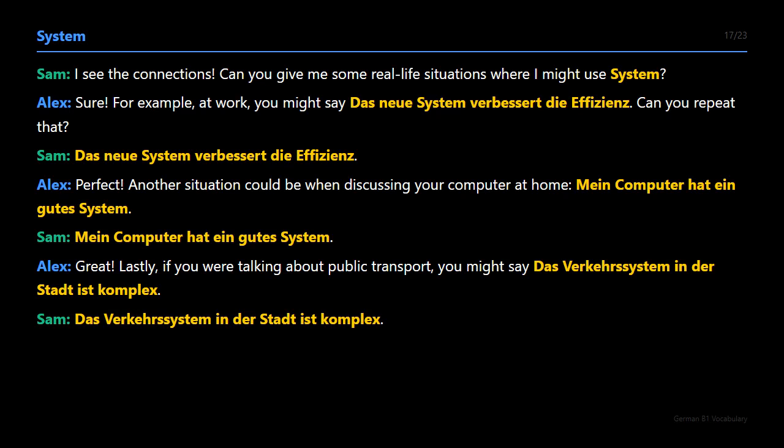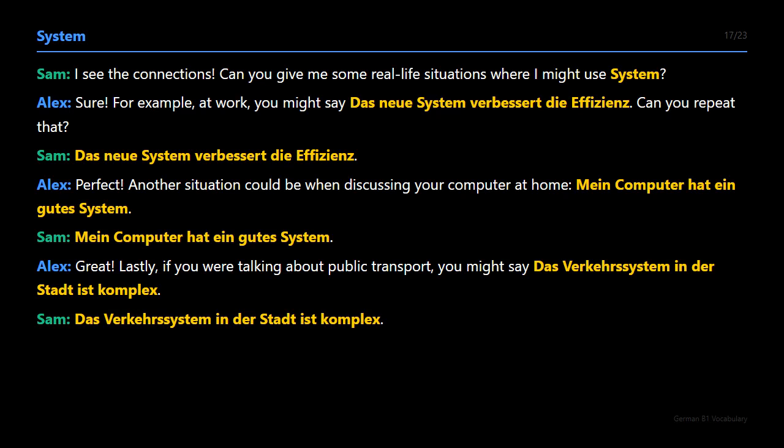Perfect. Another situation could be when discussing your computer at home. Mein Computer hat ein gutes System. Great. Lastly, if you were talking about public transport, you might say, Das Verkehrssystem in der Stadt ist komplex. Das Verkehrssystem in der Stadt ist komplex.